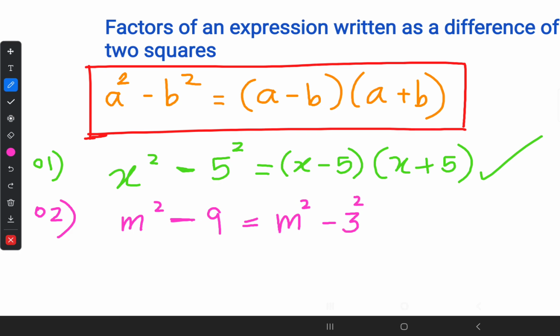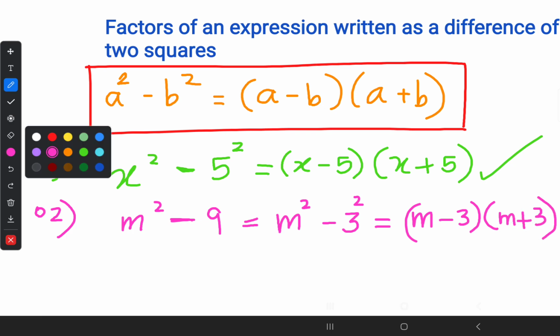9 can be expressed as 3 square. Now both of our conditions are satisfied. Both sides of this negative mark should have square values, and in between we have a negative. So the factorization would be m minus 3 into m plus 3. This would be the factorization.